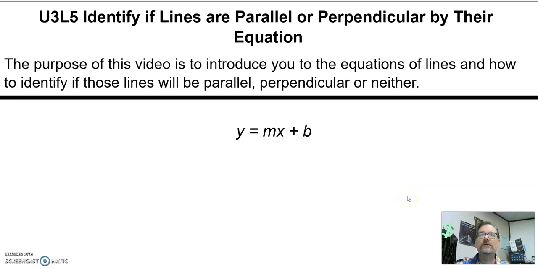Alrighty, Patriots, what we're going to do now is identify if lines are parallel or perpendicular by looking at their equations. We already know parallel lines are two lines that go the same direction and don't touch, and perpendicular lines are two lines that cross at a right angle. Well, what does that look like from the equation?